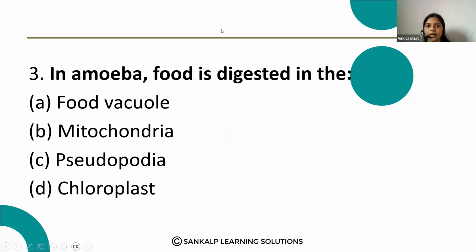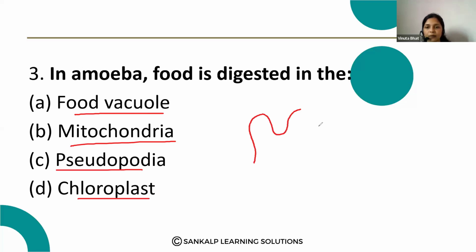Next question. In amoeba, food is digested in: option A, food vacuole; option B, mitochondria; option C, pseudopodia; option D, chloroplast. You know the diagram of the amoeba. Just imagine this is the amoeba and this is the nucleus. Here the food is digested in the food vacuole, mitochondria, pseudopodia or chloroplast.